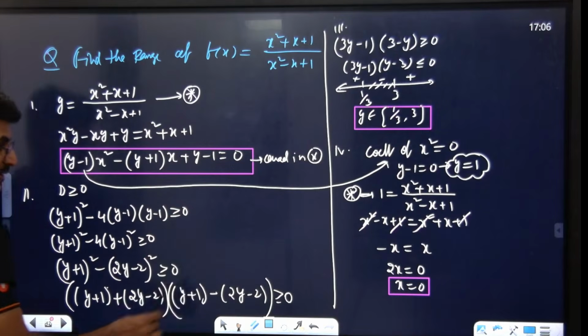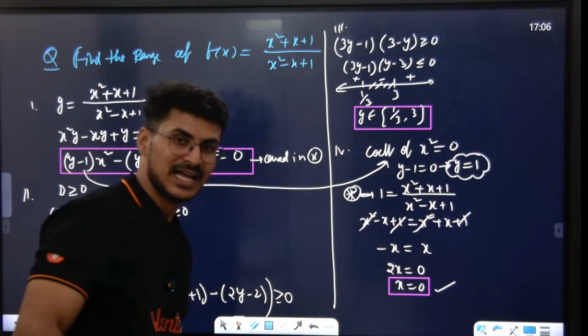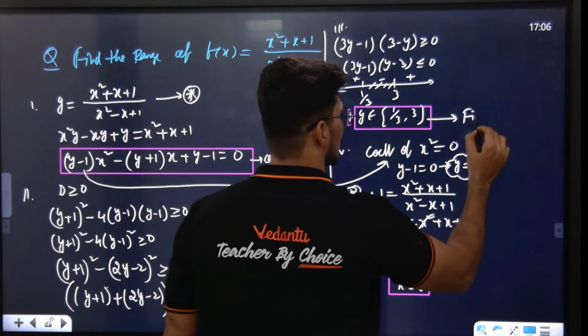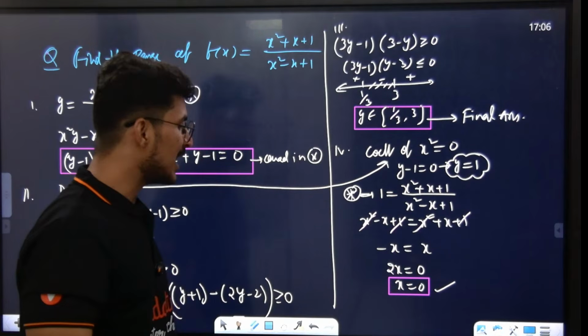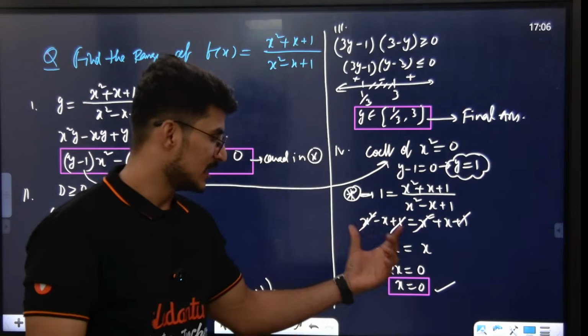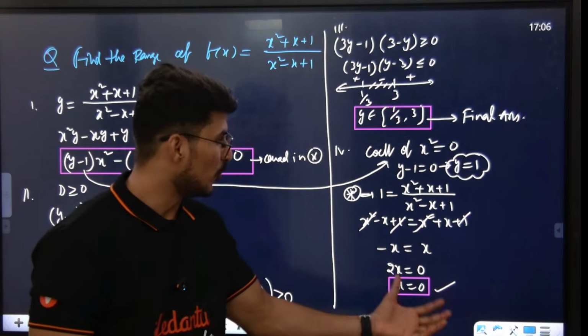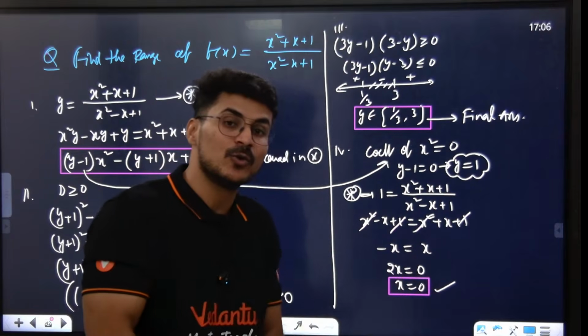Sir, I am getting some value of x, that is x is equal to 0. Then this is your final answer. Sir, now if we don't get an answer here, what should we do? Sir, I got a proper answer, x is equal to 0. Now step number 3 is your final answer. If I don't get an answer here, what happens?